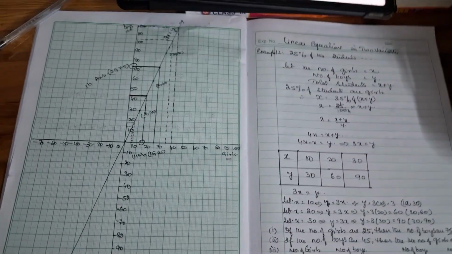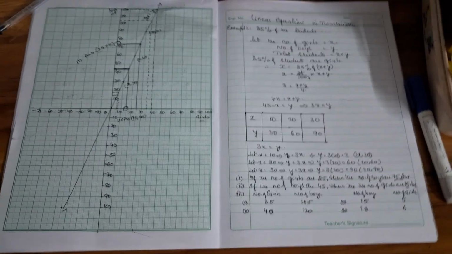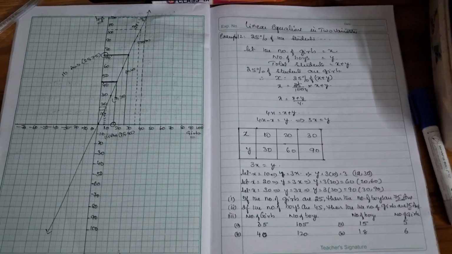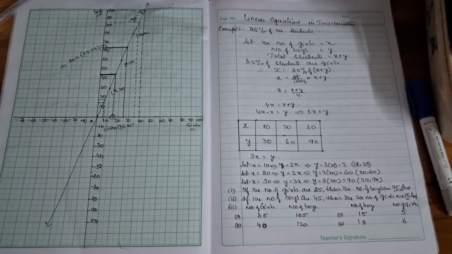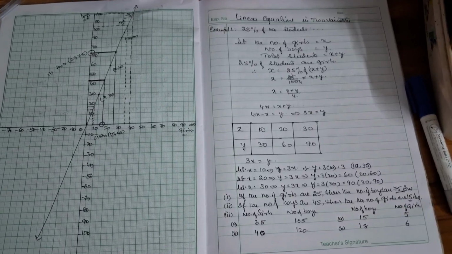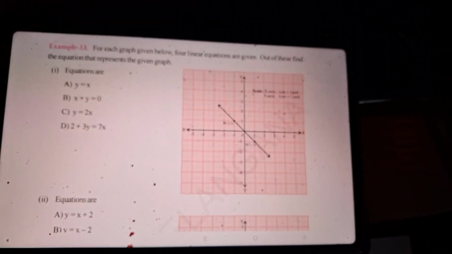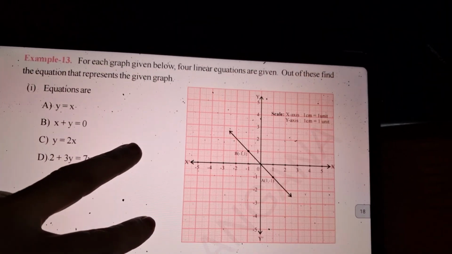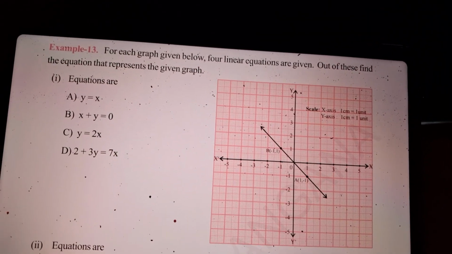Example sum. Please go through it, and this whole sum is this. This is the sum that I have done, children. Please note it down. Now example 13, children. This is example 13 that is given in your textbook.